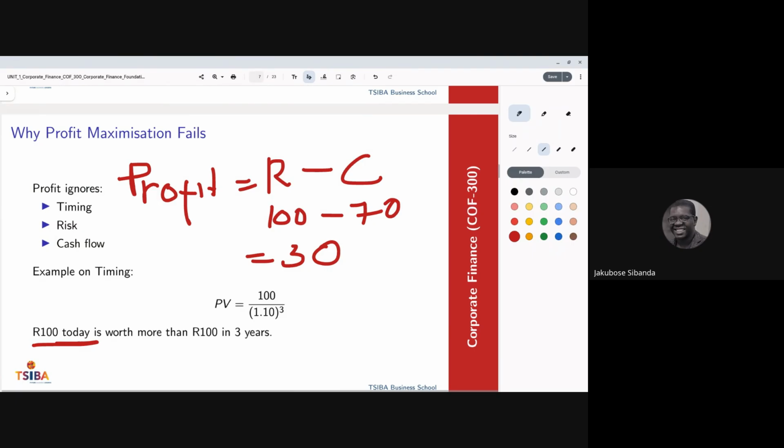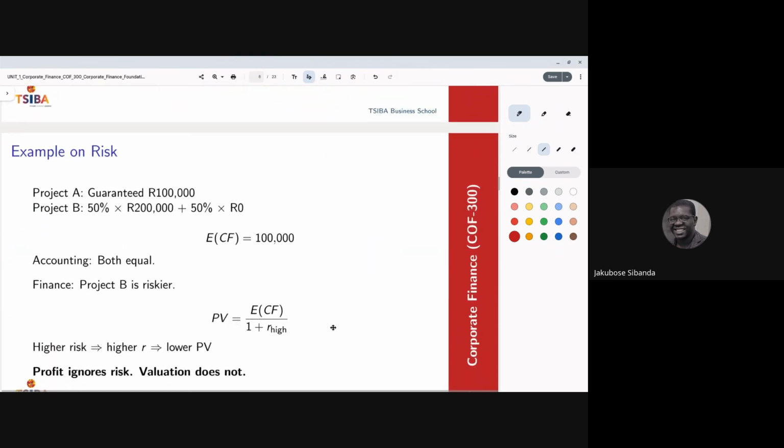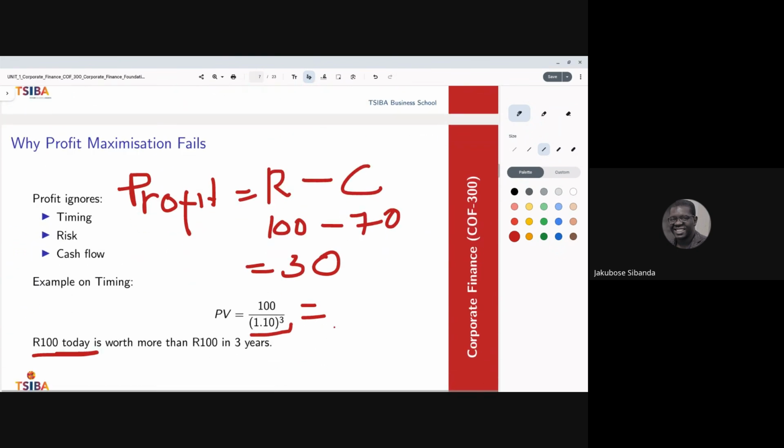But that 100 rand in 3 years, how much is it today? You can say 100 divided by 1.10 to the power of 3. This is what we refer to as discounting. What value would you get when you discount there? So let's try and discount that.